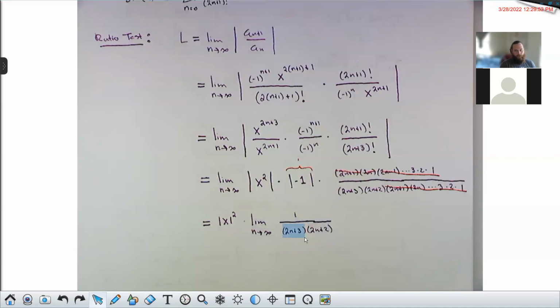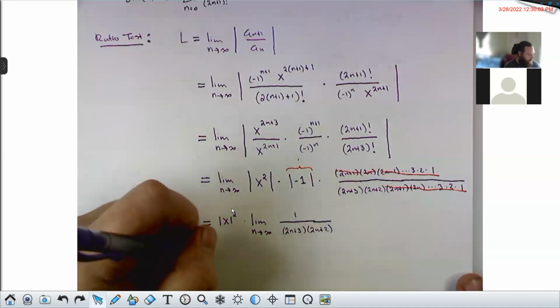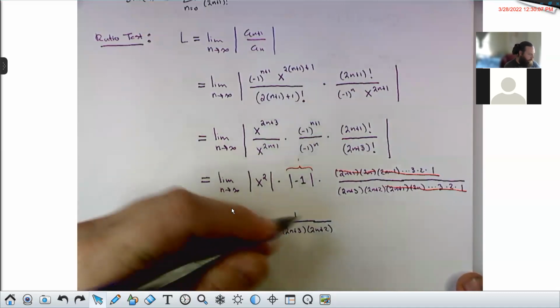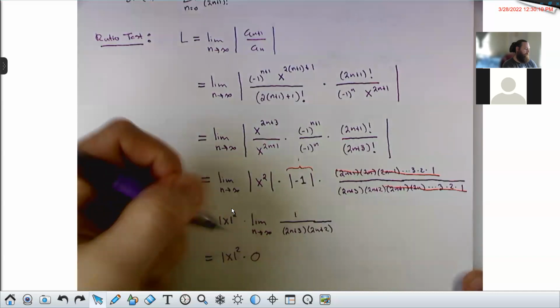2n plus 3 goes to infinity. 2n plus 2 also goes to infinity. So this is 1 over infinity times infinity. So this is the absolute value of x squared times 1 over infinity, which is 0.